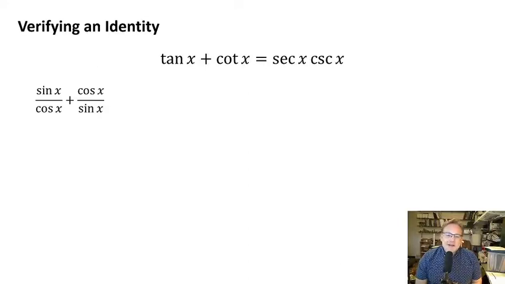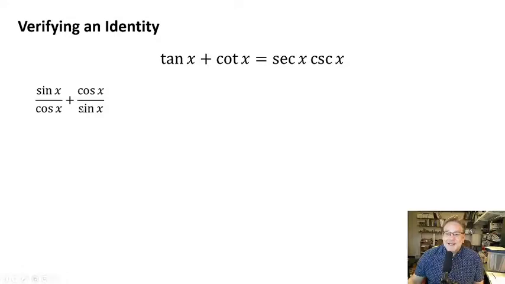So breaking things down into sines and cosines, and you can do that for all of the trig functions, makes it so that you've really broken things down to its bare bones pieces. And in this case, if we start with the left-hand side, we've got tangent x and cotangent x. Those break down to sine over cosine plus cosine over sine. And so we now have the task of combining these two fractions together once again.